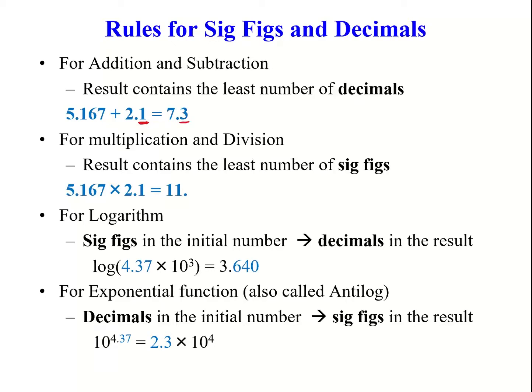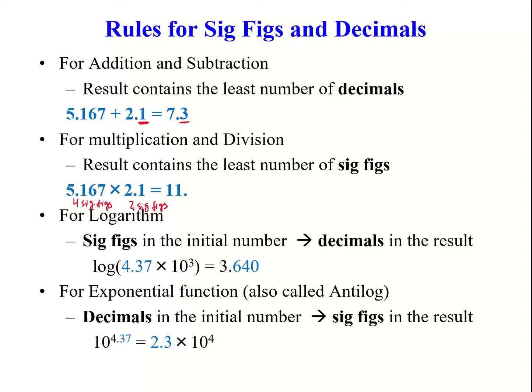For multiplication and division, we care about the total number of significant figures. The result contains the least number of sig figs. So if we multiply these two numbers now, the first one has 4 sig figs, the second number, 2.1, has 2 sig figs. The answer should contain 2 sig figs, so 11 point. This is our answer.